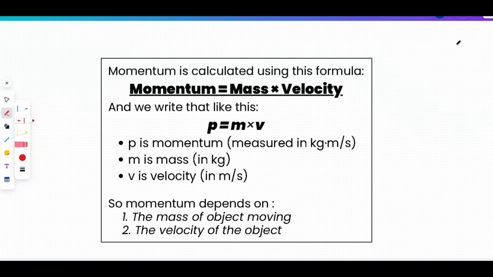Momentum can be calculated using this formula. It is simply the product of mass and velocity. We can write this simply using P equals m times v. So momentum is mass times velocity, where P is momentum, m is mass, and v is velocity. Mass is measured in kilograms and velocity is measured in meters per second. So momentum, since it's a product of mass and velocity, will have a unit of kg meters per second. So from this we can tell that momentum depends on two things: the mass of the object moving and the velocity of the object.